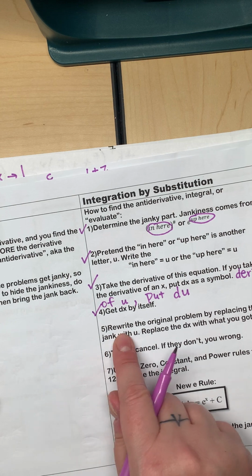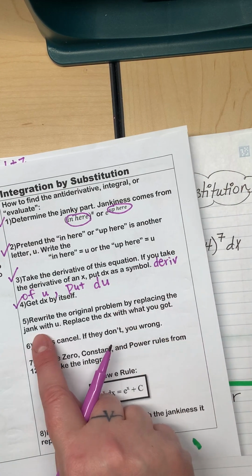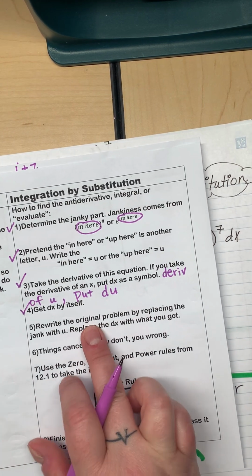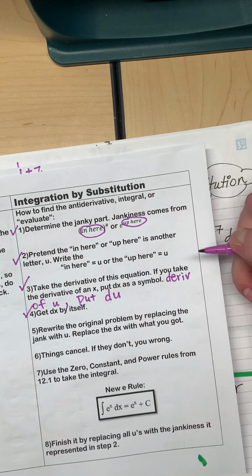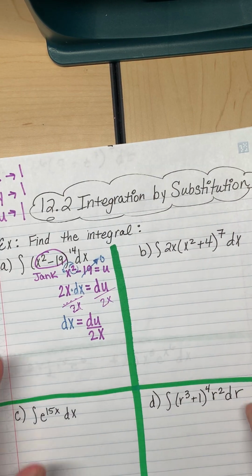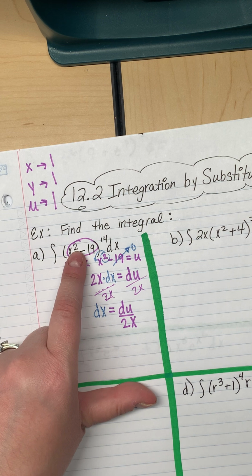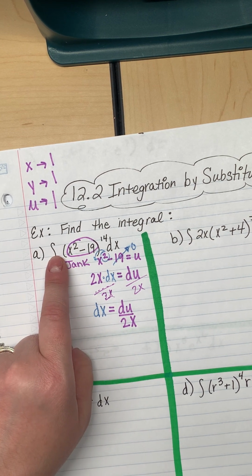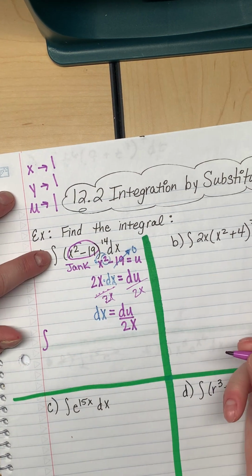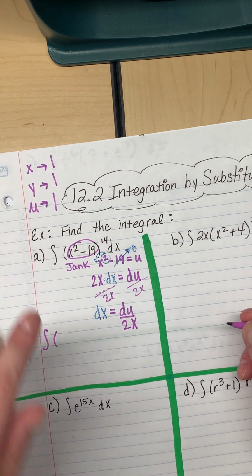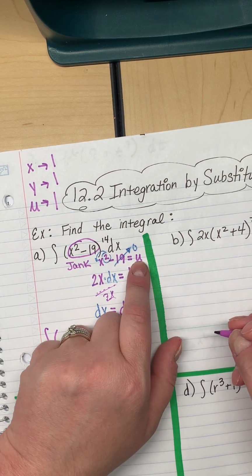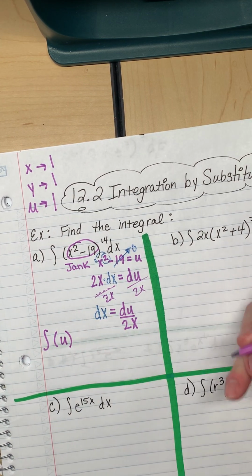Step 5, it says rewrite the original problem by replacing the janky stuff with u. Replace the dx with what you got. This is the whole point of everything we just did. Now we get to actually substitute stuff back in. So let's see here. My original problem said integral. Great. Now we're going to turn this to say integral parentheses. What did we say the inside of this parentheses was? We said it was janky, and we made it equal to the letter u. So put a u there.